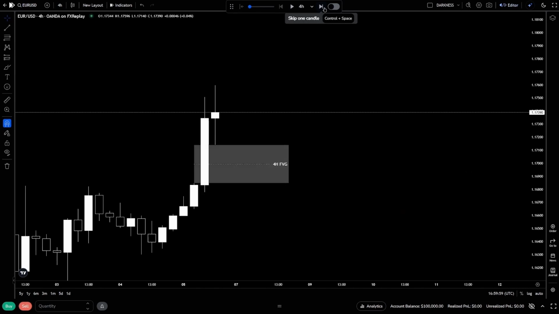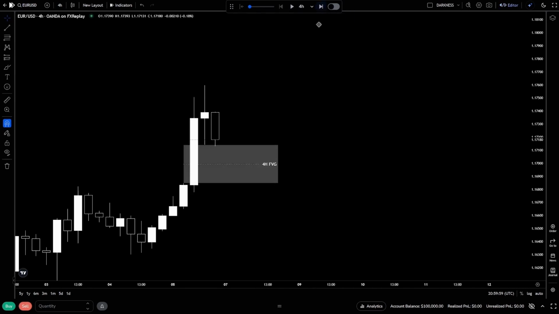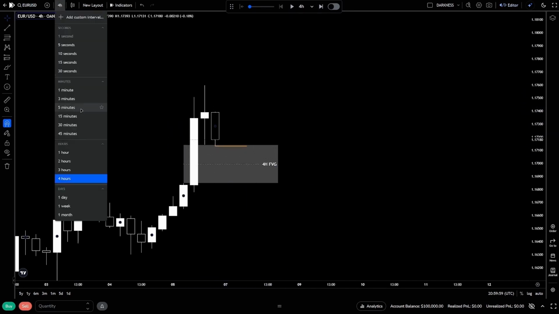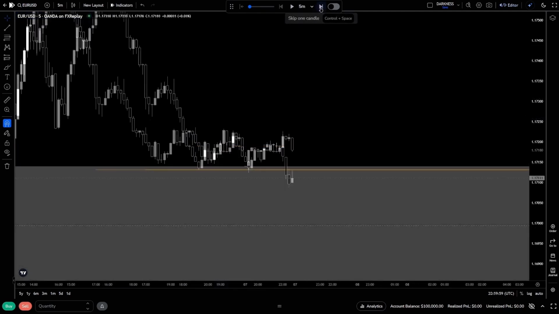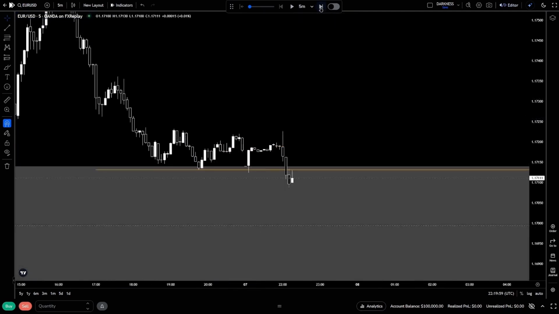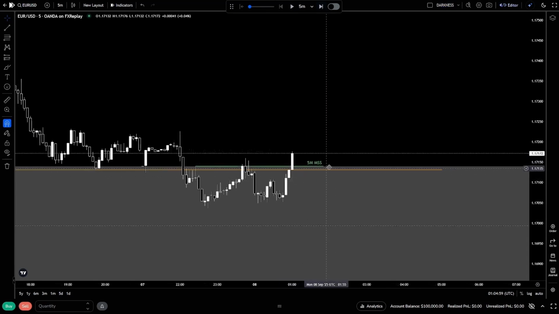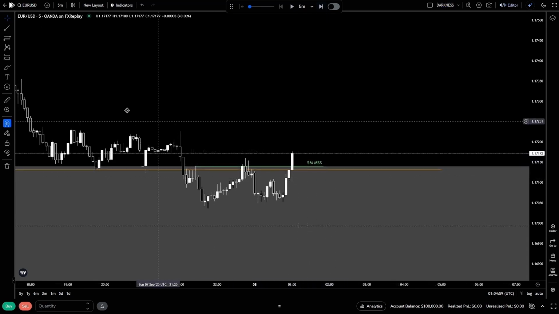Here is a chart example. We can see a 4-hour value gap. Price comes into it. The first candle closes with a very small wick. Here is the low. Now we want to come into a lower time frame. We wait for the price to sweep the previous candle low and we can look for an entry after a market structure shift. So here's a 5-minute market structure shift. We can now enter a position.